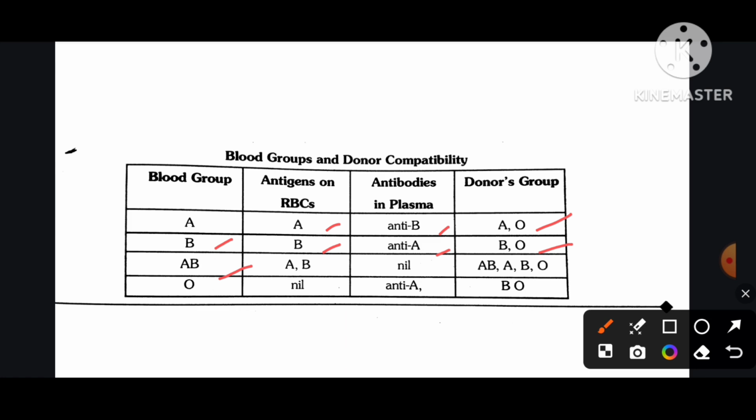AB blood group: antigens on RBC are A and B, no antibodies in plasma. Donor groups AB, A, B, O. O: no antigens on RBC, antibodies anti-A and anti-B, donor groups O.